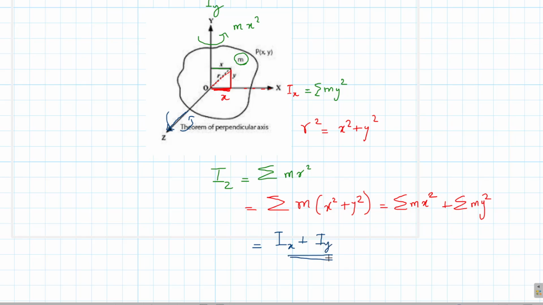So we have proved the perpendicular axis theorem. Iz, the perpendicular axis to this plane, is equal to Ix plus Iy. X and y both lie in this plane. But for this theorem to hold, x and y should be perpendicular to each other. Both x, y and z are in fact perpendicular to each other and pass through the same point. Then only these equations will hold and this theorem will work.